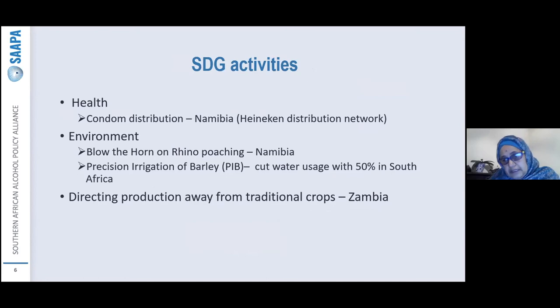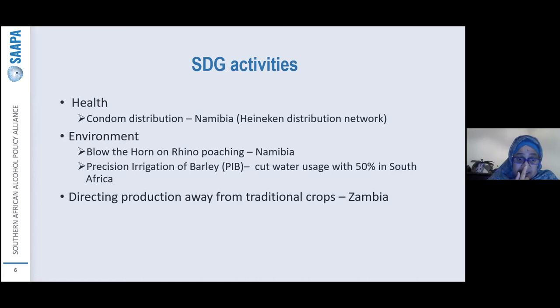Jeff referred to the Global Fund Heineken partnership. In Namibia, this had taken place where the Heineken distribution network was used to distribute condoms. There's also the issue of, and Jeff referred to how the industry looks at positioning themselves, and yes, GBV is an issue, but environment in our context is also of particular concern. In Namibia, the Namibian breweries has looked at what they call blow the horn on the rhino poaching, which is also appealing to people in the north. And then there is the issue of water usage that Kristina referred to, and their contribution to what they see as cutting their water usage in the production of alcohol.